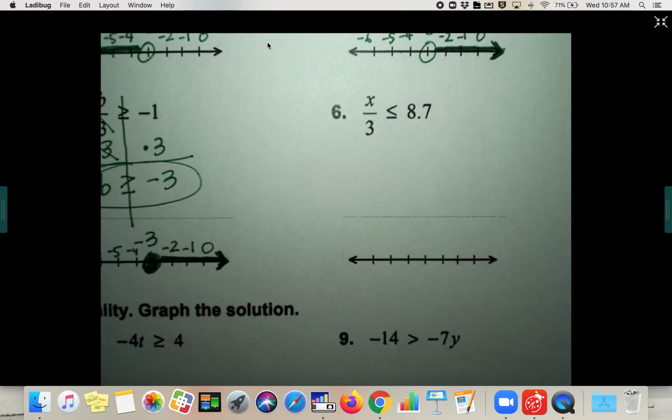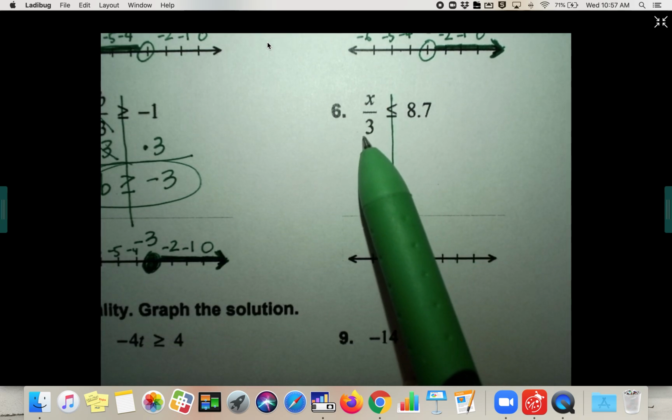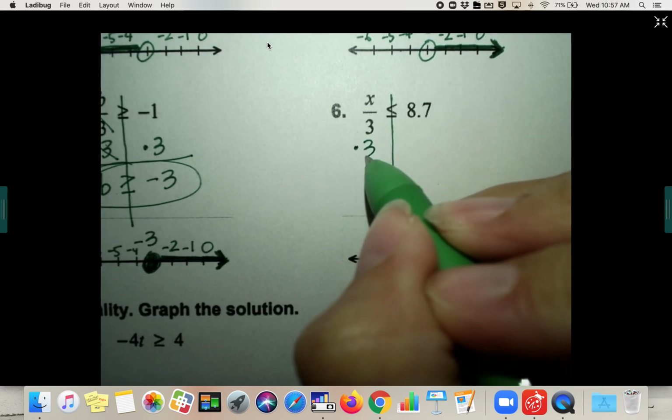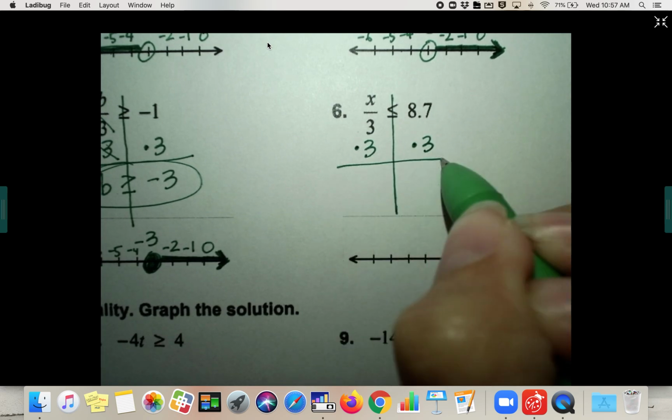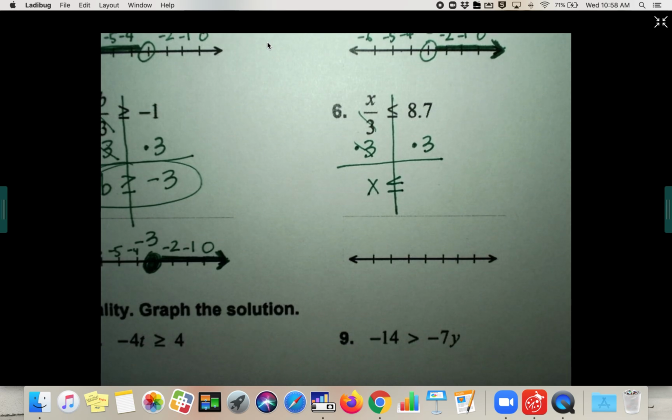All right, number 6 is a decimal. Don't let it scare you. We're still going to solve it the exact same way. Right now, x is being divided by 3. So you're going to multiply by 3 on both sides. Okay, bring down your x, bring down your less than or equal to symbol this time.